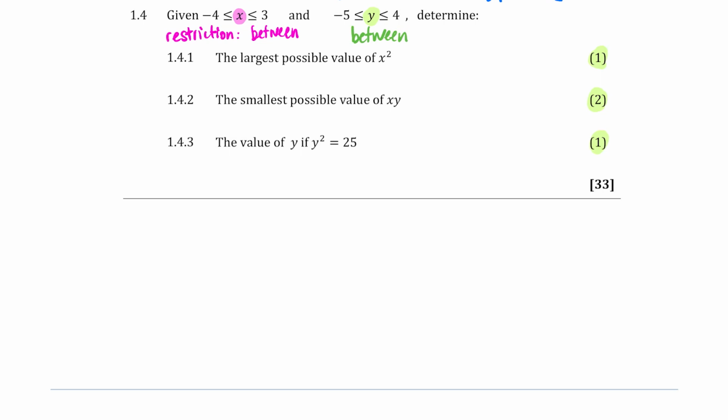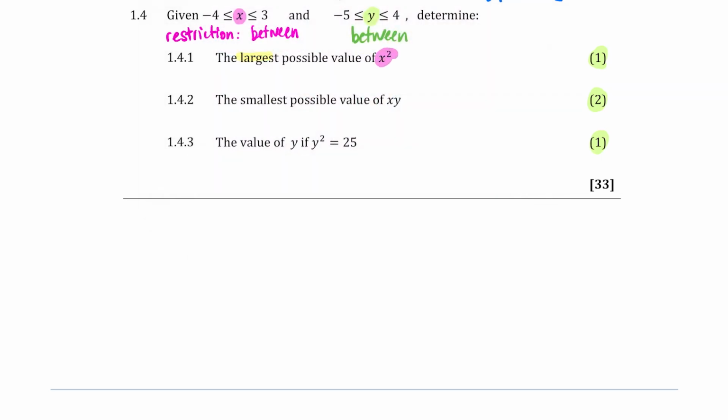Right, let's go and look at the questions they've asked. They've said, determine the largest possible value of x squared. So that means I'm looking at my values of x, and I'm thinking, if I take these numbers from -4 up to 3, including those endpoints, and I square it, how do I get the biggest number? Obviously, big numbers, positive in this case. And if I square negatives, well, I'm going to get positive answers.